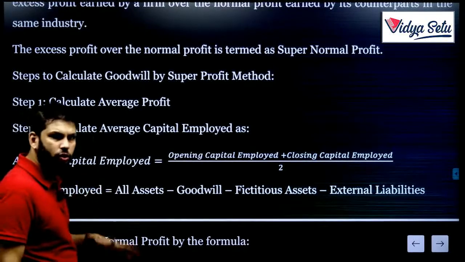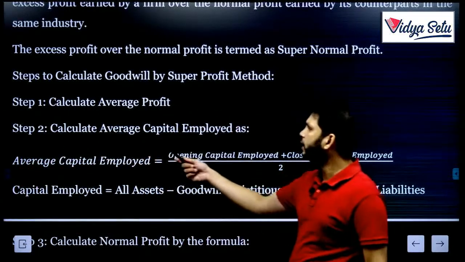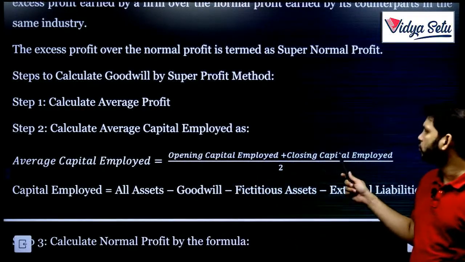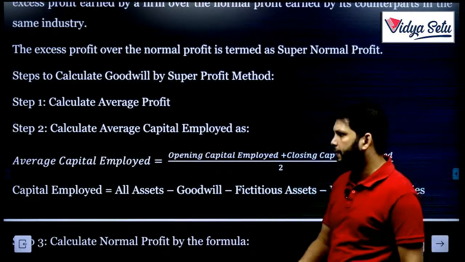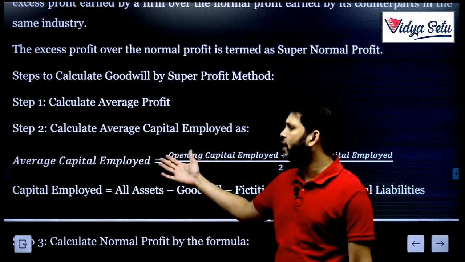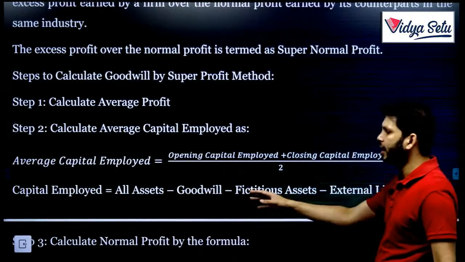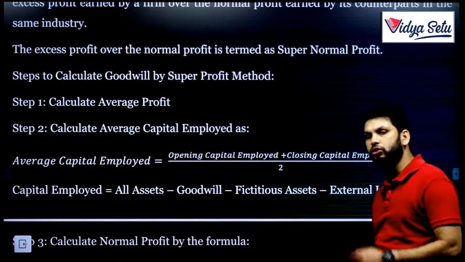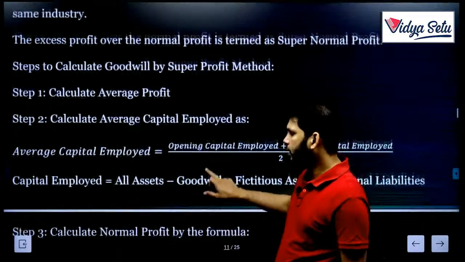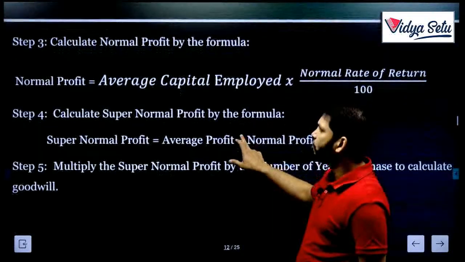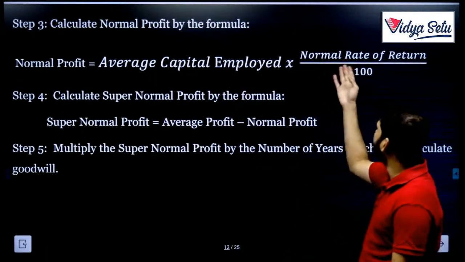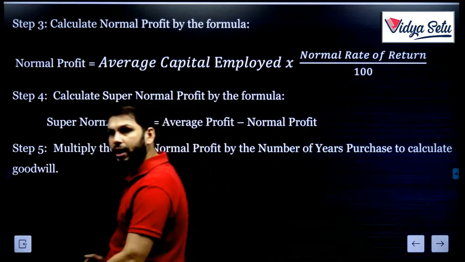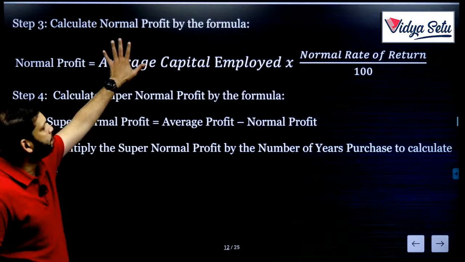Calculate average profit. After calculating average profit, calculate the average capital employed. How to do that? Opening capital plus closing capital upon 2 is the average capital employed. Or if this is not available, then capital employed is all assets minus goodwill minus fictitious assets minus external liabilities. So these are the capital of the firm. Then calculate normal profit by the formula average capital employed multiplied by normal rate of return upon 100. If average capital is not available, then you can just find out the capital employed.